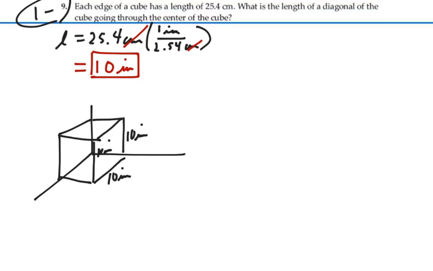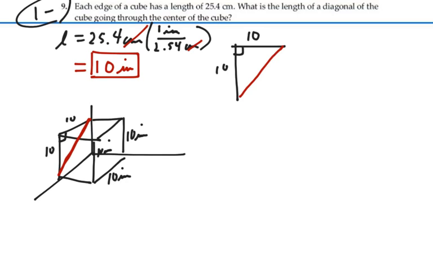Alright, we want to find the length of a body diagonal of this cube. Let's find a face diagonal first. Imagine this face diagonal right here that I've drawn in red. On either side we have 10 inches in length, and there's a right angle here on the face. So if we were to look at this triangle, it would look somewhat like this. 10 inches on this side, 10 inches on this side, right angle.